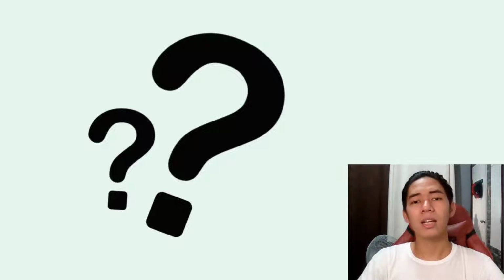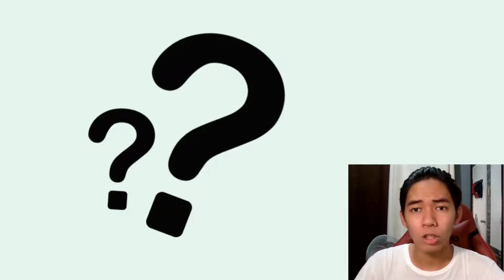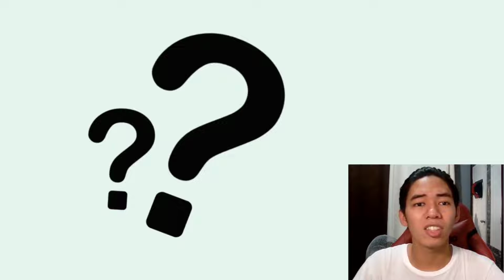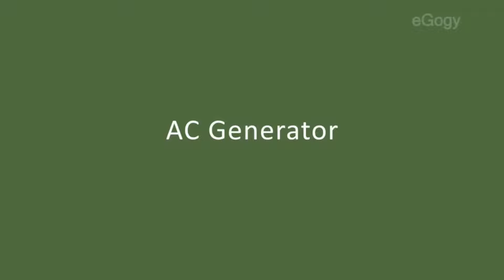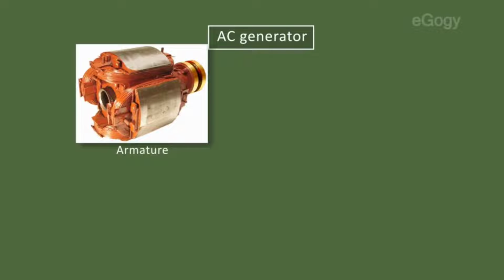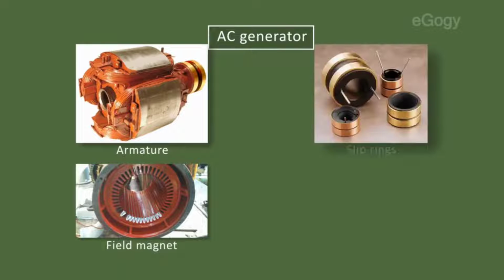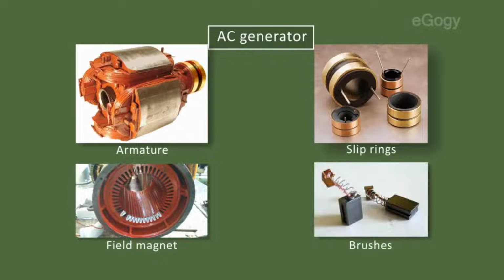So, ano nga ba ang nangyayari sa loob ng machine? Kung paano nako-convert or natatranslate ang isang input na binibigay mo sa kanya into particular output. AC generator. The major parts of an AC generator are armature coil, field magnet, slip rings, brushes, etc.